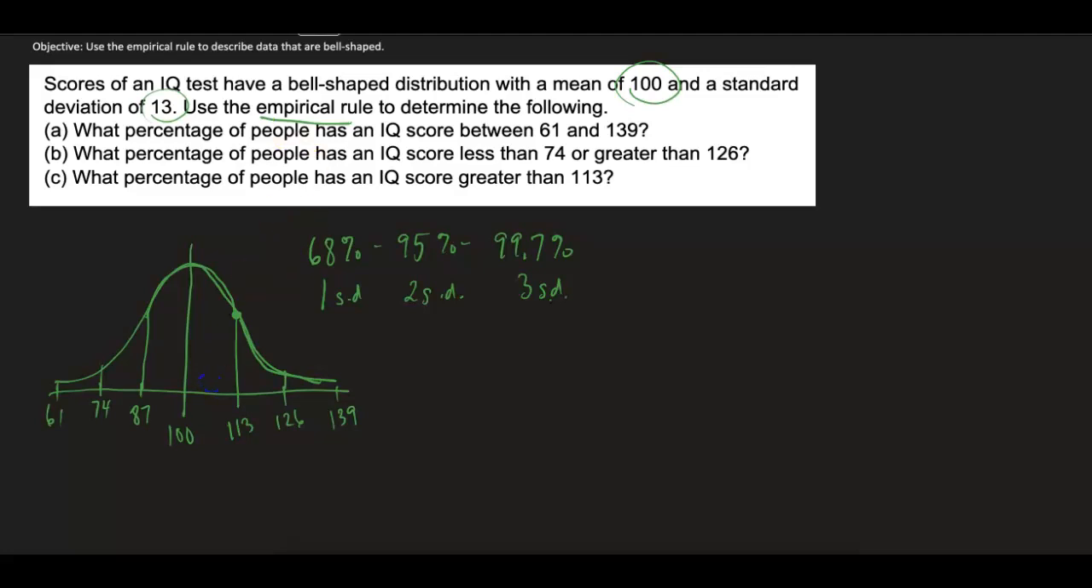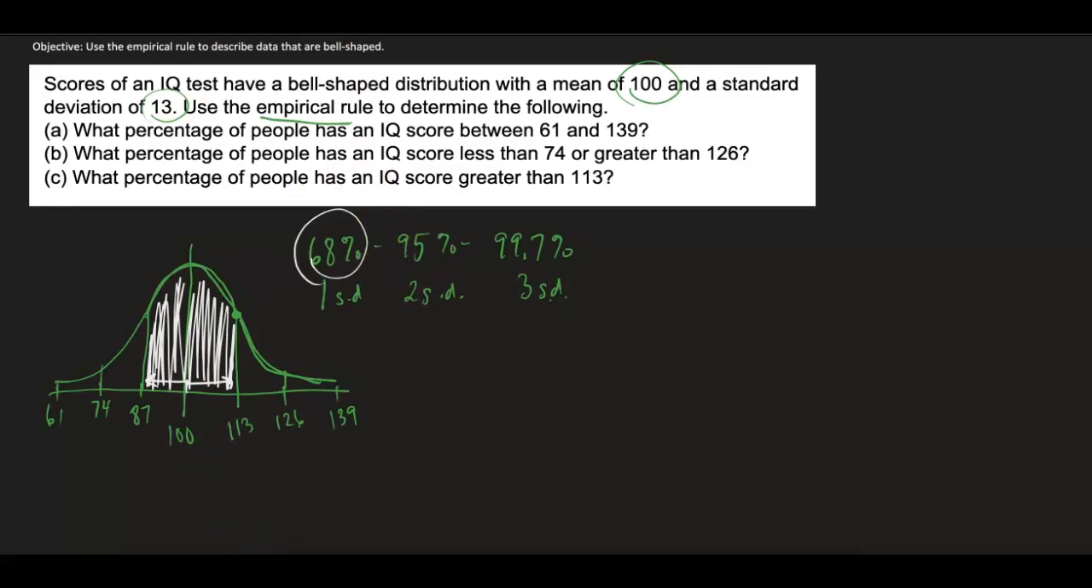So what I have here is that within 1 standard deviation of the mean. Well, let's think about what that means. Here's the mean. Within 1 standard deviation means to the right and to the left 1 tick mark. And then what the empirical rule says is all this space represents 68% of the data that you have presented here within your problem. So in this case, 68% of people have an IQ score between 87 and 113.